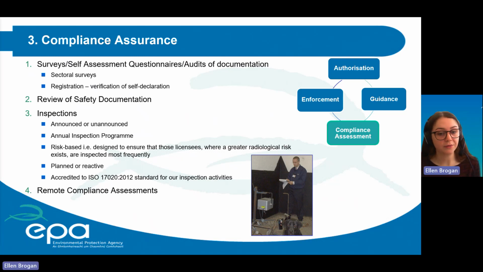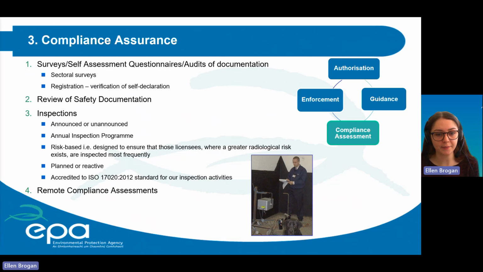Secondly, we also have review of safety documentation. So again, the EPA may at any time request copies of current risk assessments, radiation safety procedures, evidence of appropriate installation of X-ray equipment, or evidence of acceptance testing of X-ray equipment, or any other relevant documentation. And this is really for the purpose of reviewing that documentation's adequacy.